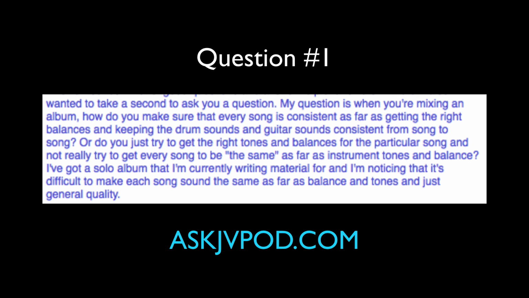I've got a solo album that I'm currently writing material for, and I'm noticing that it's difficult to make each song sound the same as far as the balance and tones go, and just general quality. A lot of that consistency on an album can be determined by the tracking stage too. So, who's recording it, where it's being recorded, the instruments being used, etc. But you asked specifically about mixing, so I'll speak to that.